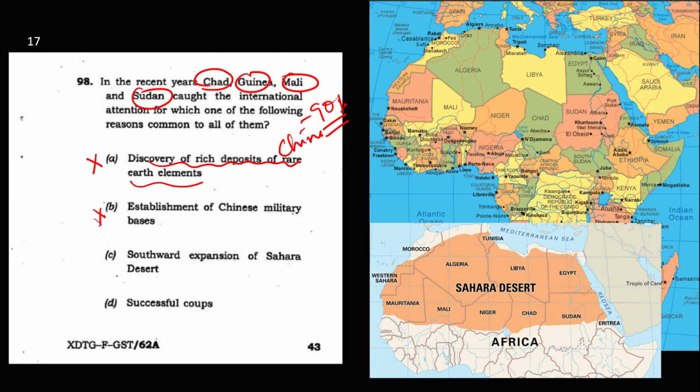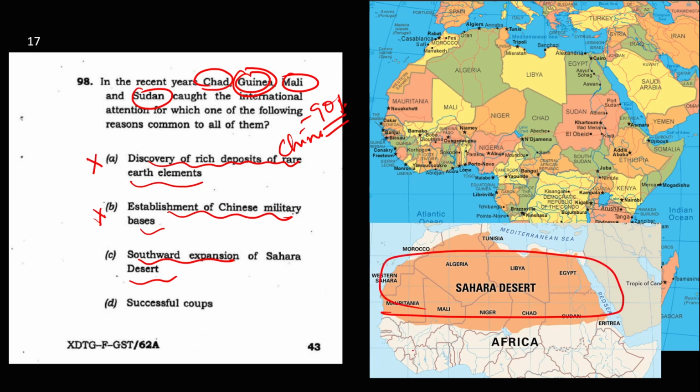Again, here you can see Chinese military bases. This statement is incorrect because this was not reported in the news. So we have to use a little bit of common sense. And here you can eliminate option C. Why? Because you can see Guinea is there. Guys, this is the Sahara desert and Guinea is somewhere here. So Guinea does not come in the Sahara. You can easily eliminate that and you get the answer: successful coup.